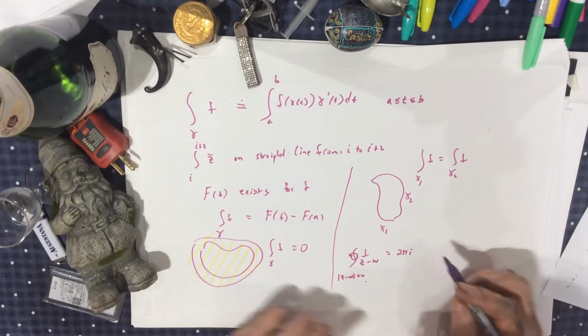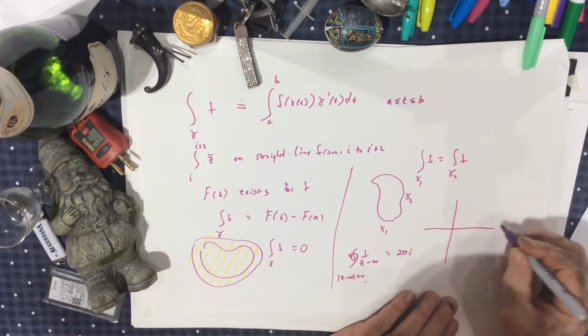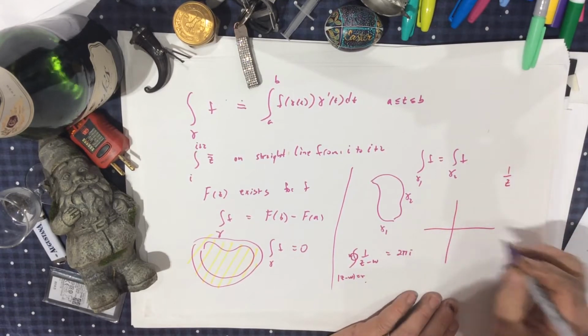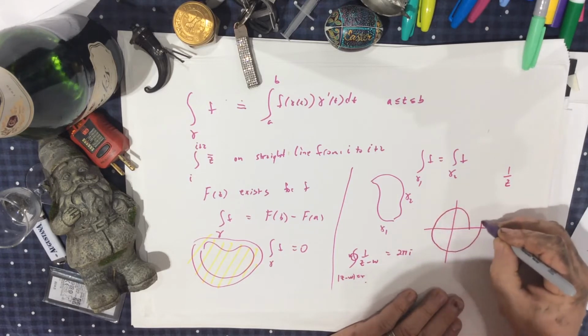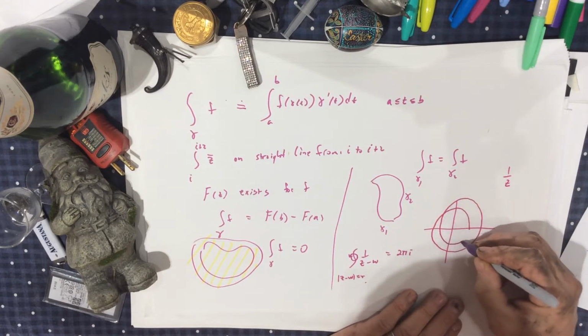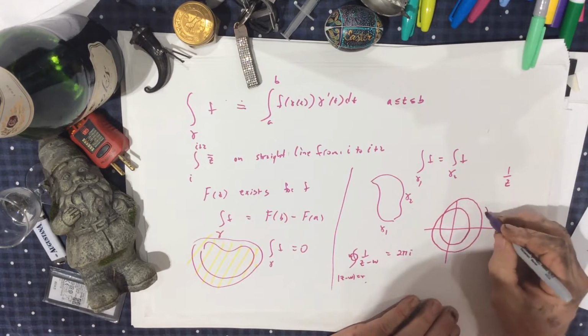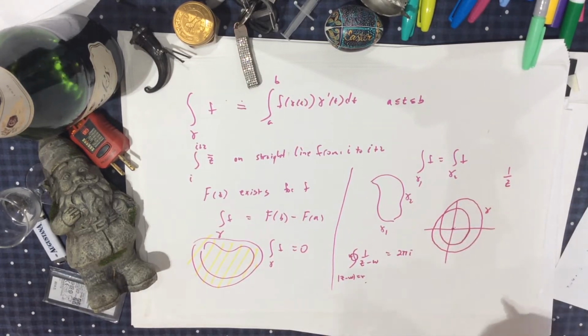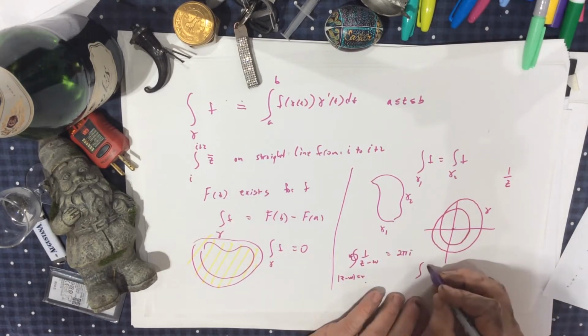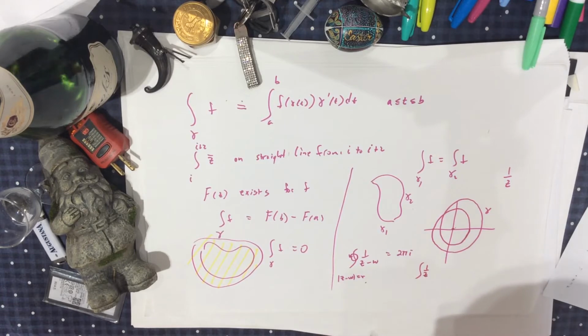So let's do one of these. Let's take just 1 over z, and let's let the path be like this. We're going to go around and around, and then right to there. So this is our gamma. It's going to go wrapping around the center twice. Now, how am I going to do this integral of 1 over z?